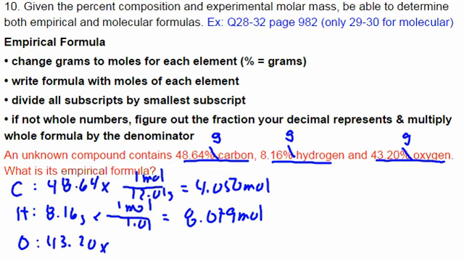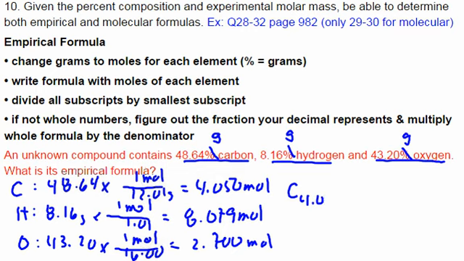And then finally my oxygen at 43.20. 1 mole weighs 16 grams. So 43.2 divided by 16 is 2.700 moles of oxygen.